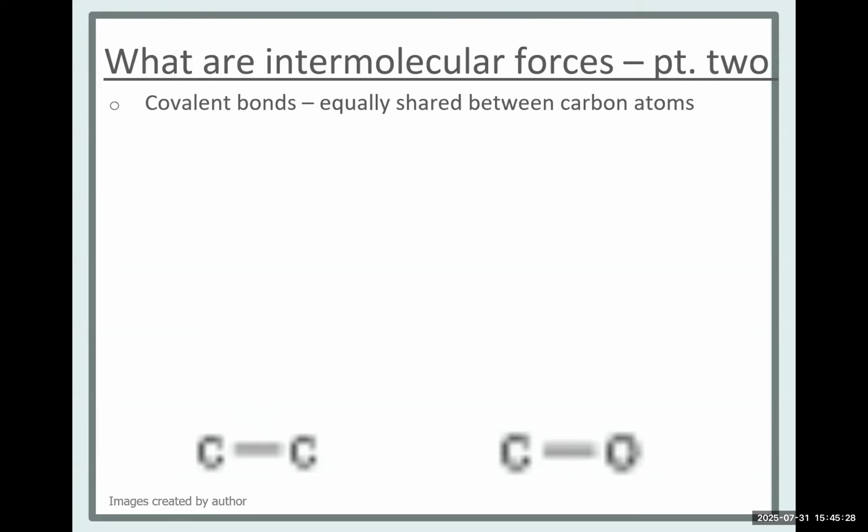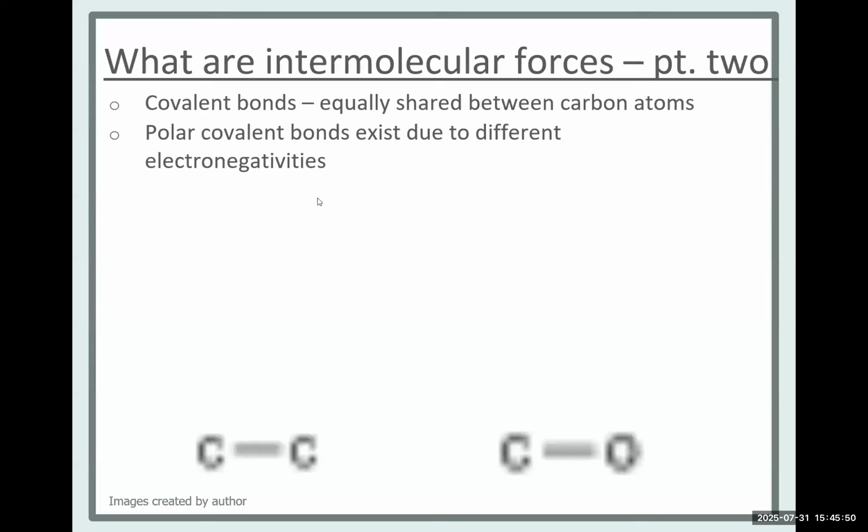And so covalent bonds are when electrons are equally shared between atoms. This says carbon atoms, but it can be between any atoms. We often say it's like, oh, they're holding hands. And I don't think equally shared is the best. So far we've just said, oh, they're when electrons are being shared between two atoms. So that first one should have said nonpolar covalent bonds, because nonpolar covalent bonds can be when atoms equally share electrons. Now, polar covalent bonds exist due to different electronegativities, and this is an unequal sharing of electrons.